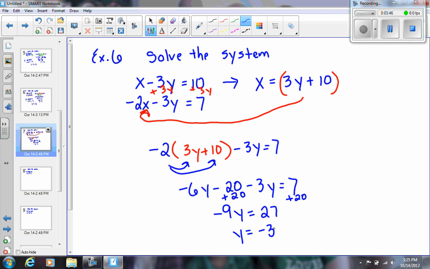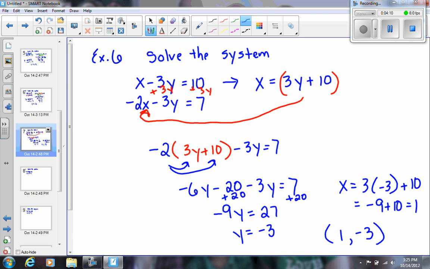Again, I'm not done yet. I need to take this answer and substitute it in and solve for x. And you actually can plug it into the one that was rewritten. So x equals 3 times negative 3 when I substitute, plus 10. So I get negative 9 plus 10, which is 1. So my solution, make sure you put the x first, is 1, negative 3.